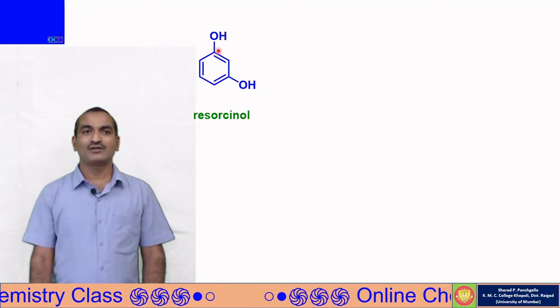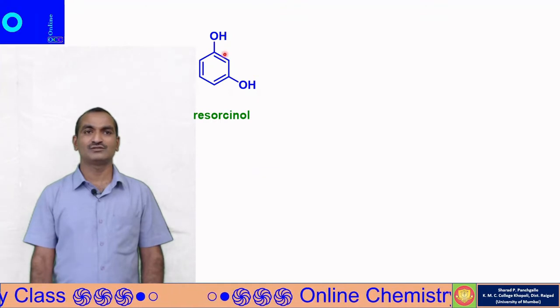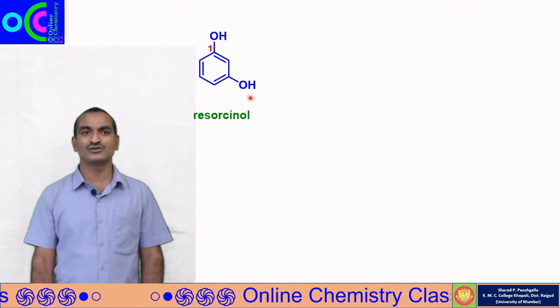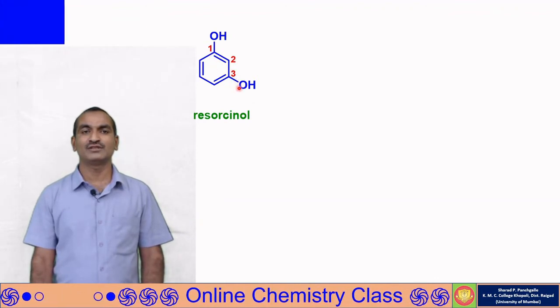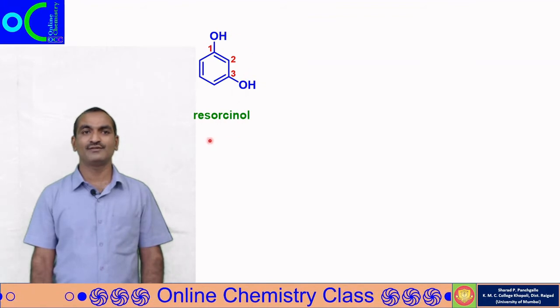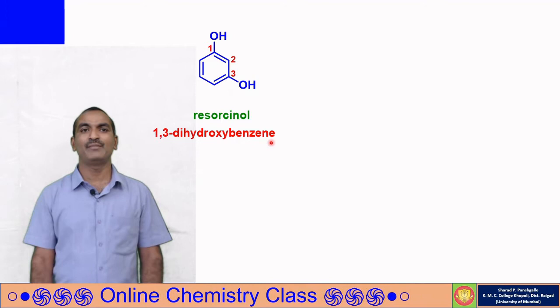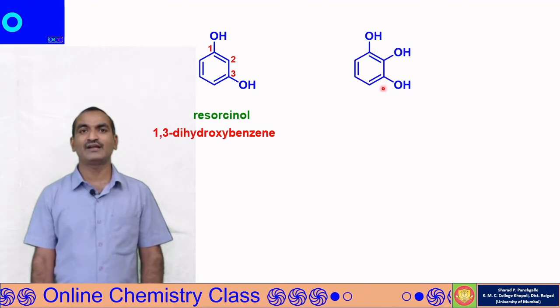Now in resorcinol, one of the carbons on which a hydroxy group is present is given number 1. The other carbon on which a hydroxy group is present will get number 3. So at the 1 and 3 positions there are two hydroxy groups, so this will be known as 1,3-dihydroxybenzene. Similarly, in the next example there are three hydroxy groups.